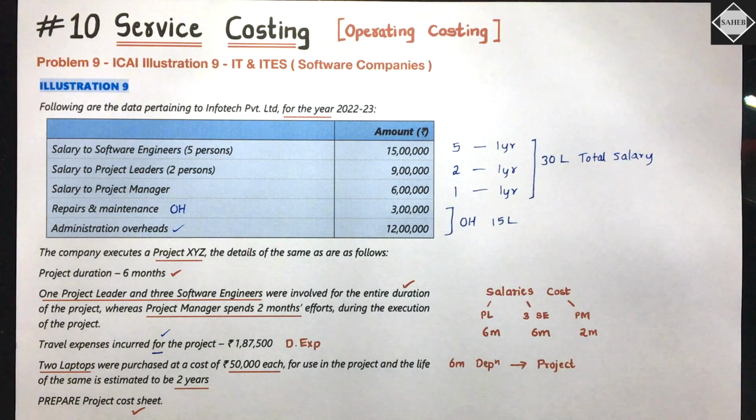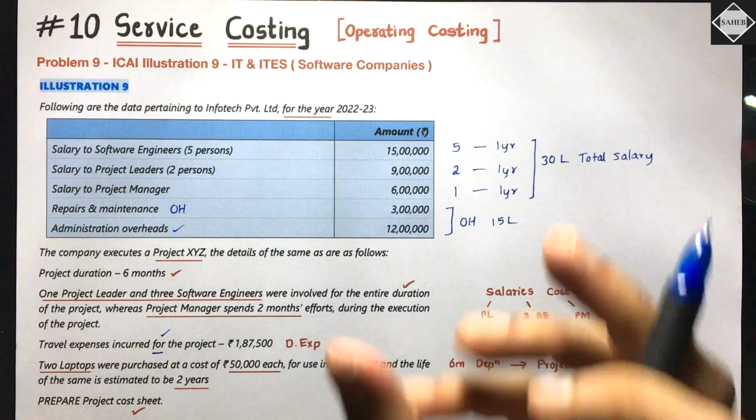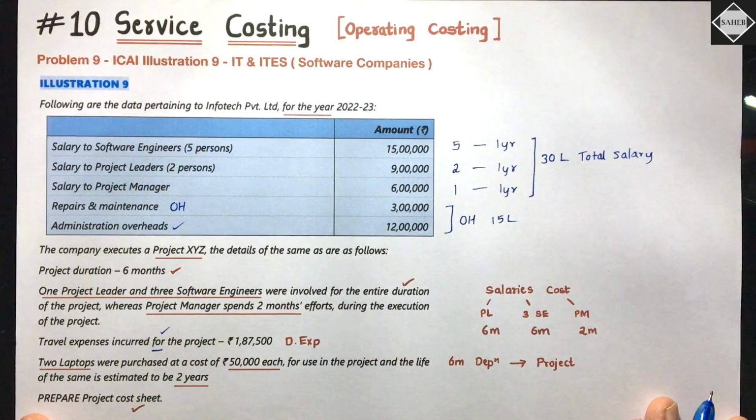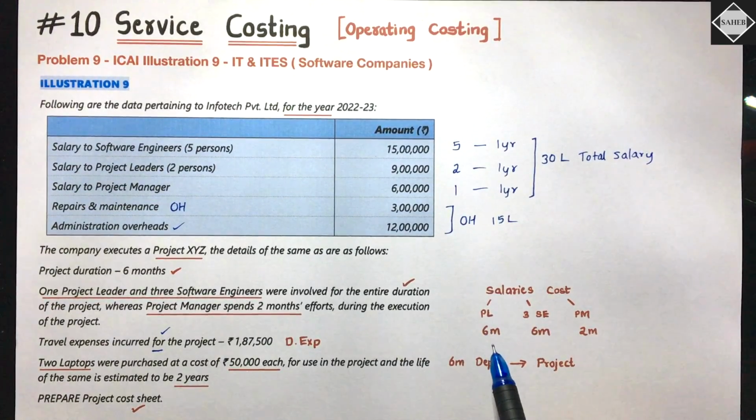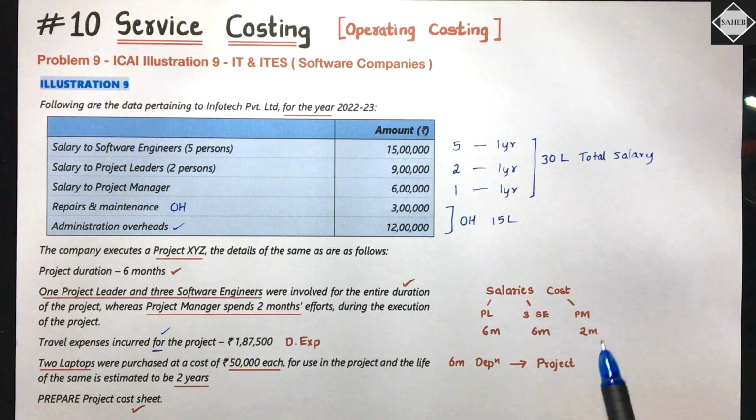Fine. Easy. Prepare the project cost sheet. We have to find out the total cost of project XYZ. Is that clear? Simple and straightforward. Now the first thing is regarding the salaries cost. Understand, we know everything. Yeah. The project leader has worked for 6 months on this project. 3 software engineers have worked for 6 months. Project manager for 2 months.